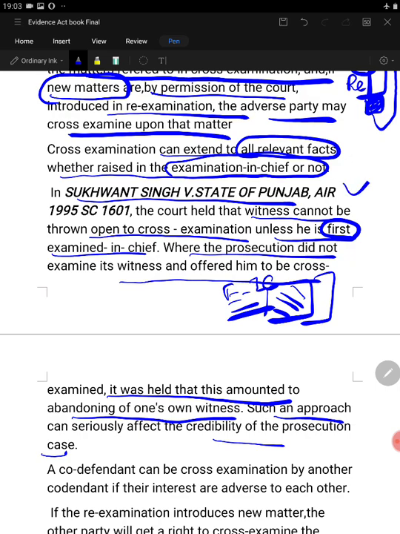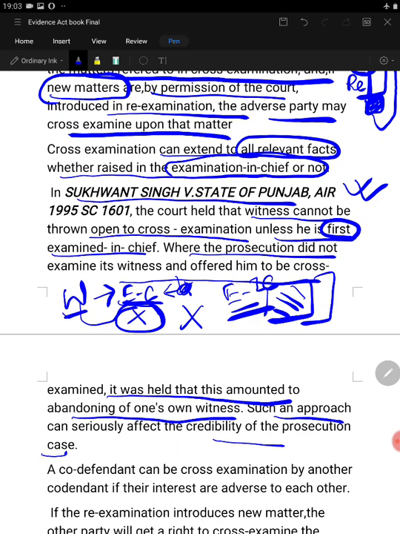So, what in this Sukhwant Singh versus State of Punjab it was held is that suppose a witness comes in the court. Now, first of all, he has to be examined in chief, and then only his cross examination is to be done. It cannot be allowed that the prosecution says that I don't want to examine him in chief, you start with cross examination. That will not be permitted. In case the prosecution doesn't examine his own witness or does not carry out examination in chief, then his cross examination cannot be allowed, and the statement of the witness will not be taken in that case.